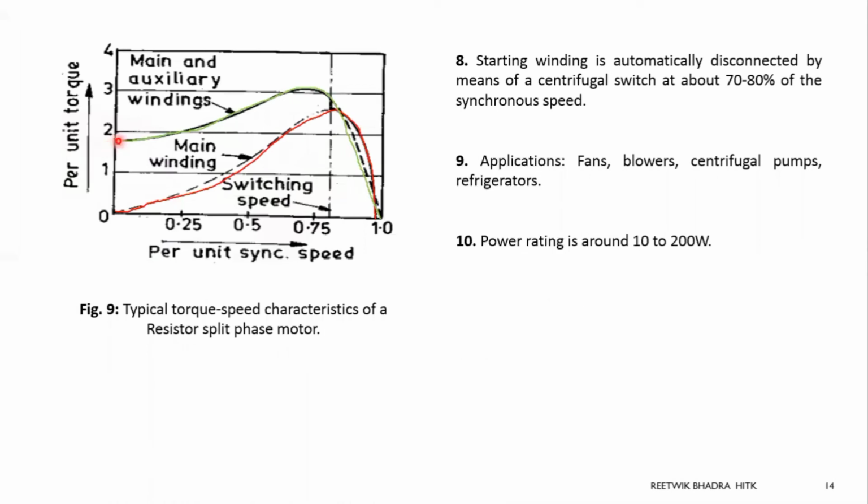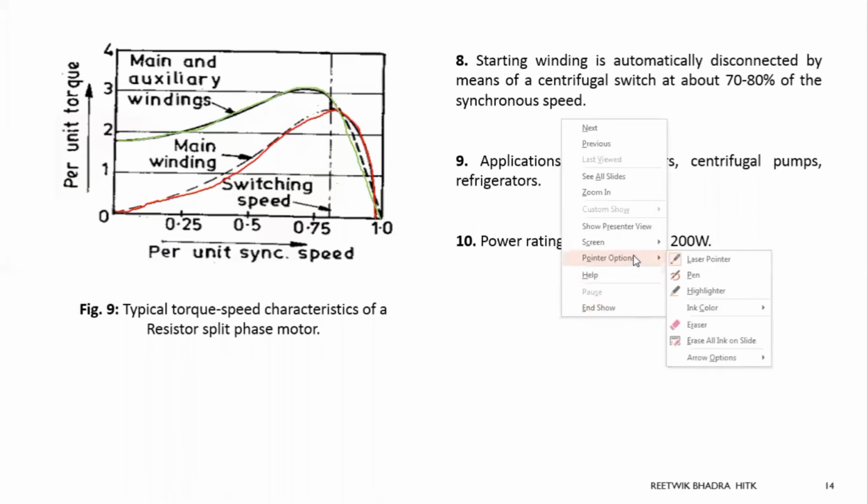Now, I'm just highlighting the points which will follow. At starting, both main winding and auxiliary winding will be there, so the red line will not be followed. What we are following is the green line. As soon as it reaches 70 to 80%, around 80% I am considering, you can consider 70% accordingly, no problem, this green line is continued up to 80%. Then this green line shifts to which point? This red line.